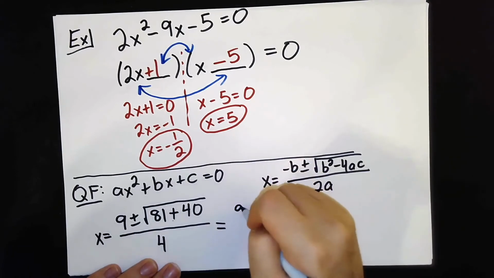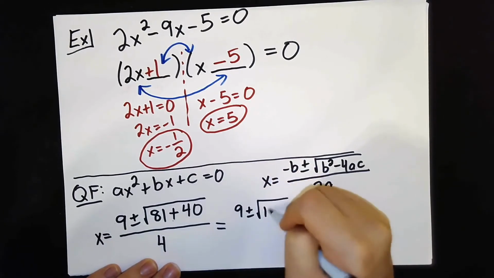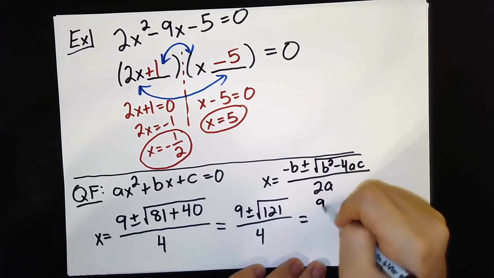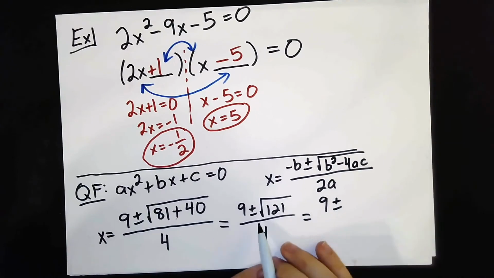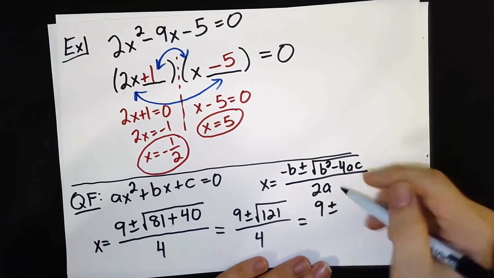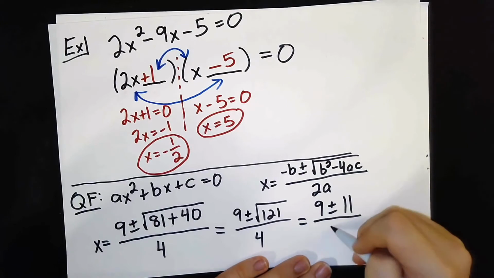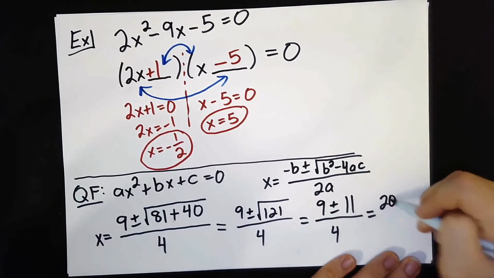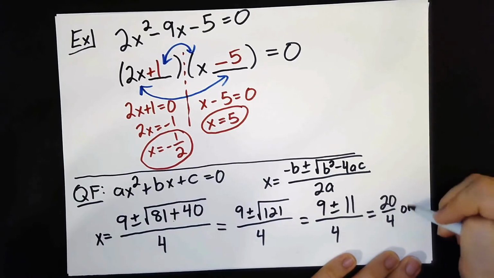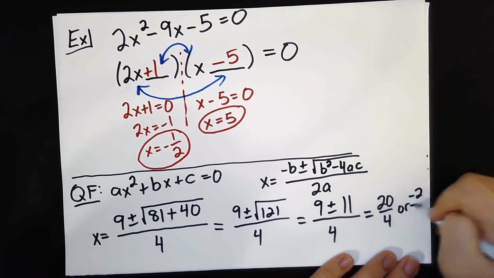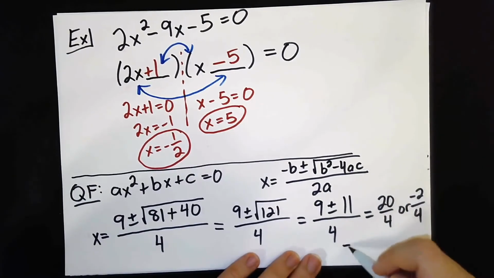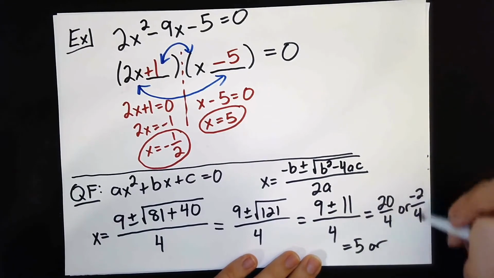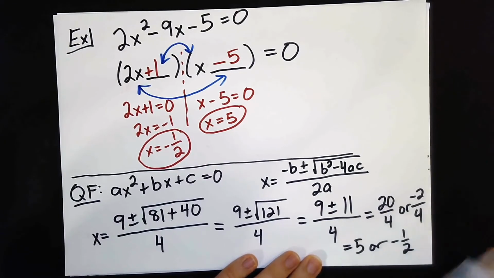Okay, so that's 9 plus or minus the square root of 121 over 4. The square root of 121 is 11, over 4. And so this is either 20 over 4 or minus 2 over 4. 20 over 4 is 5, or minus 2/4, that's minus a half.